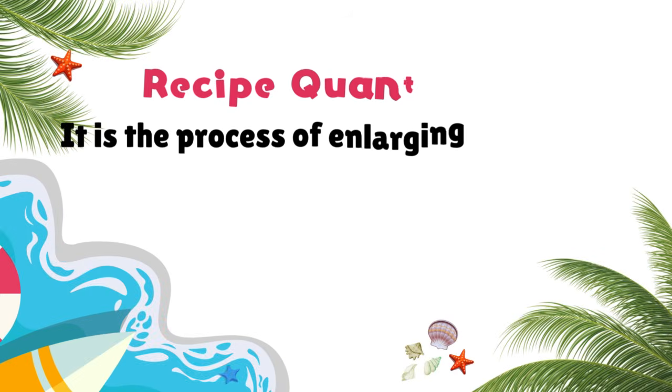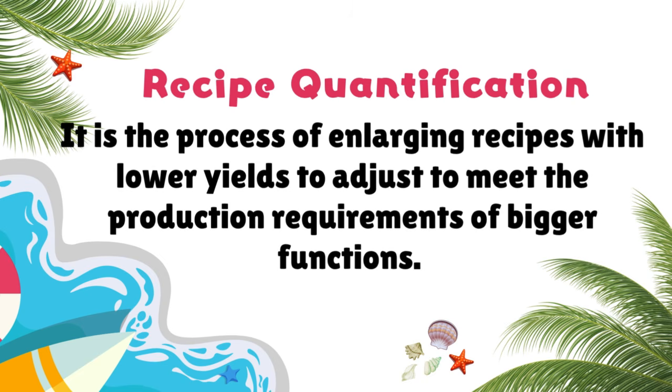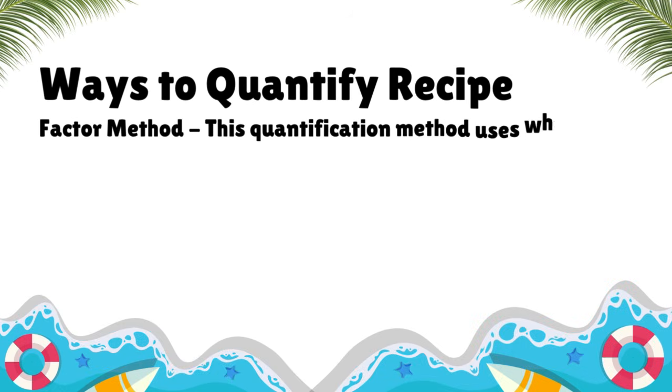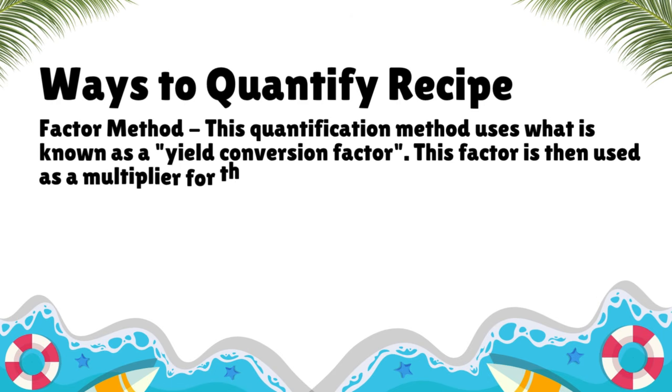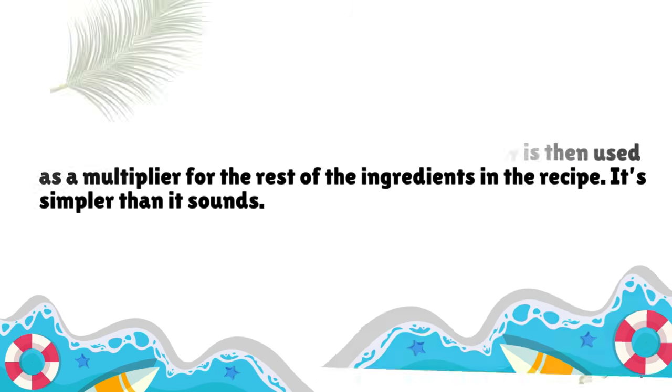Recipe quantification. It is the process of enlarging recipes with lower yields to adjust to meet the production requirements of bigger functions. Ways to quantify recipe. Factor method. This quantification method uses what is known as a yield conversion factor. This factor is then used as a multiplier for the rest of the ingredients in the recipe. It's simpler than it sounds.